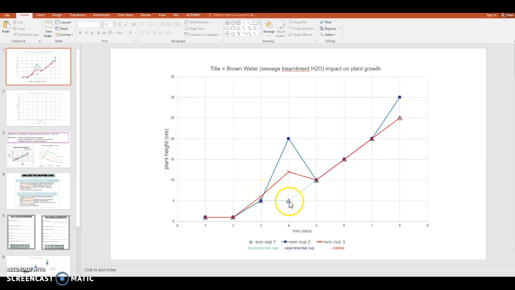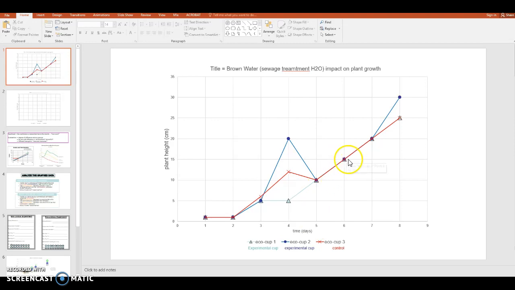As we move on to around day 4, in this example, we have Eco cup 1. The plants didn't get very tall. They're getting the brown water. Eco cup 2 got a different amount of brown water, and you can see their plants are much taller. And then the control cup is kind of halfway in between. Their plants are taller than the plants in Eco cup 1, but they're not as tall as the plants in Eco cup 2.